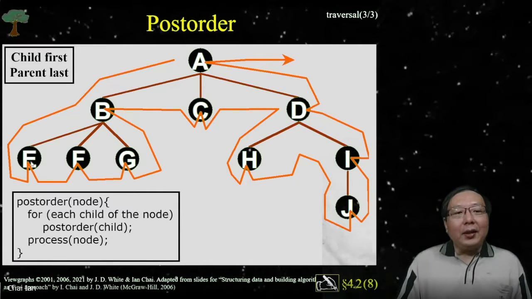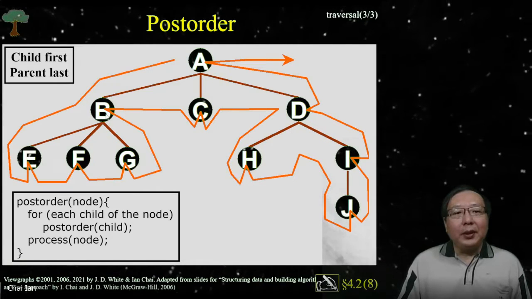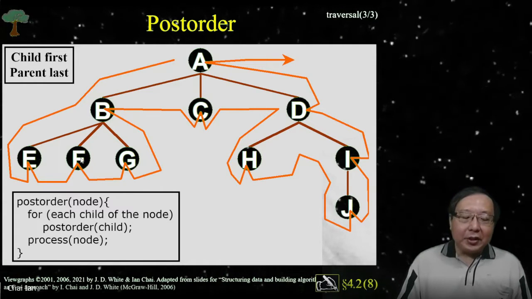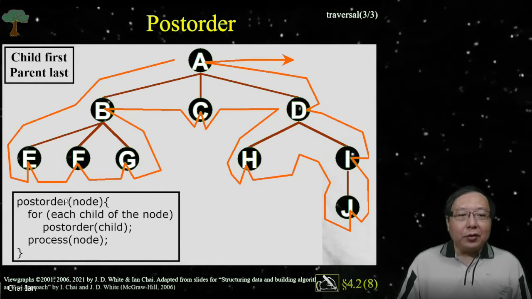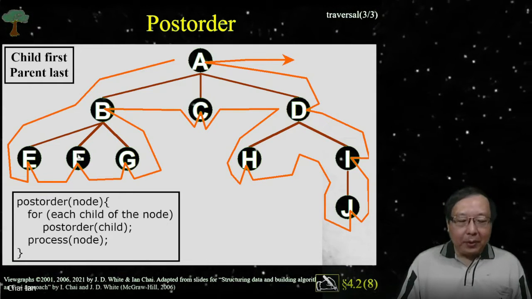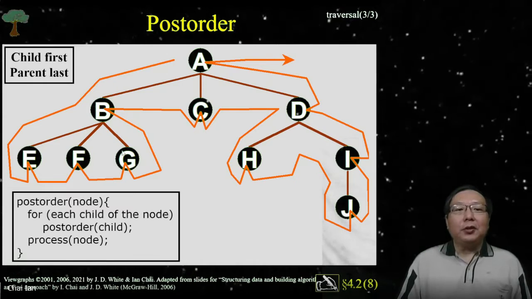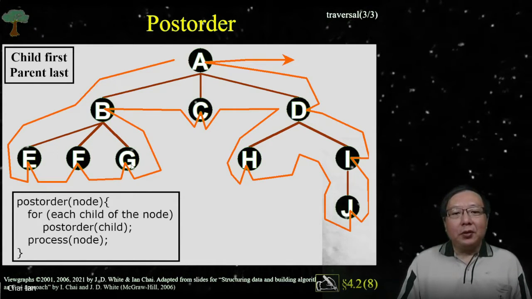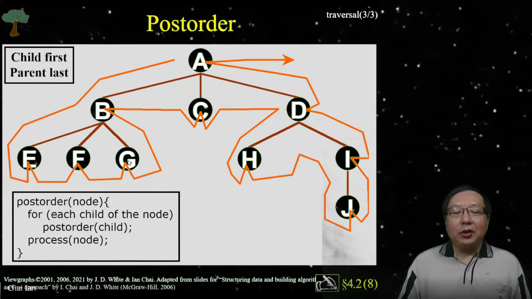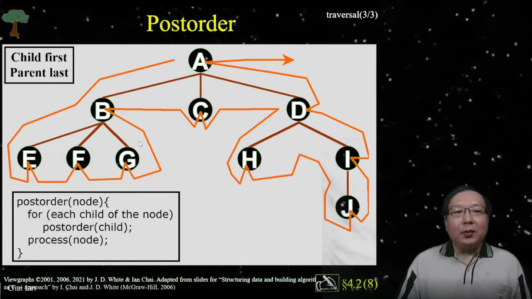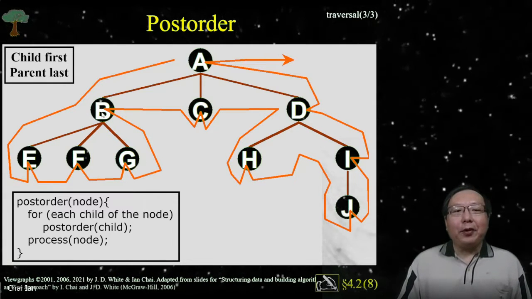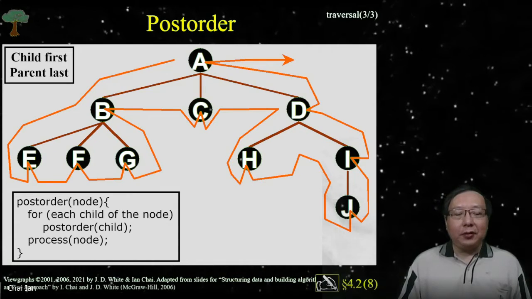Okay, so anyway, E has no children, so we go back to B. B still has children, so it does the next child, F. F has no children, so it just immediately processes F and goes back to B. B still has children, so we do G first. G has no children, so we process G, and we go back to B. Now, finally, we process B because we have processed all the children of B.